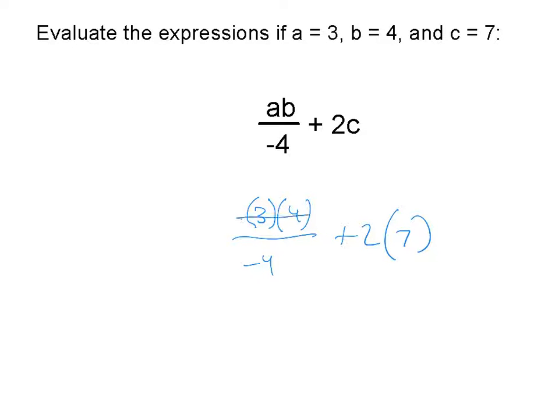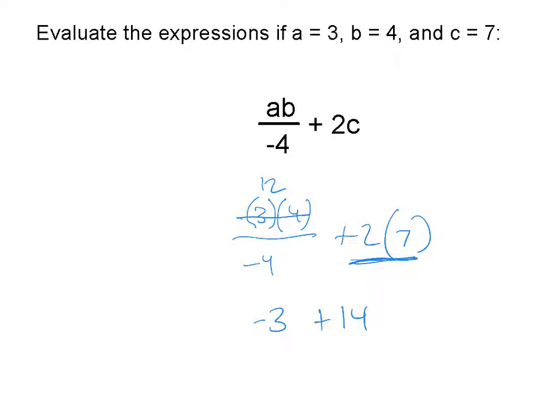3 times 4 gives us 12, right? Then we have 12 divided by -4. Whenever you have a negative divided by a positive, your answer is always negative, right? Then we have 2 times 7. 2 times 7 is 14, so we have -3 plus 14.